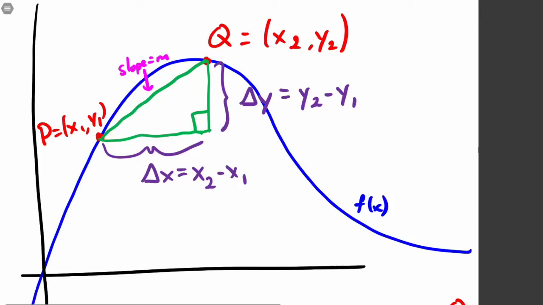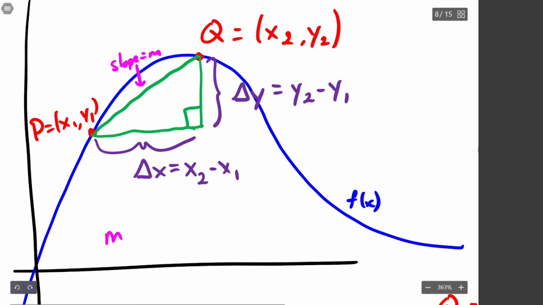So let's look a little more into what we can do with this instantaneous rate of change. If this blue curve here is our function f of x, and we pick 2 points, p and q, x1, y1, x2, y2, then the change in y, the rise here, is y2 minus y1. The change in x is x2 minus x1. This is the run. And so the slope of this diagonal line will end up being our average rate of change. So m is delta y over delta x.